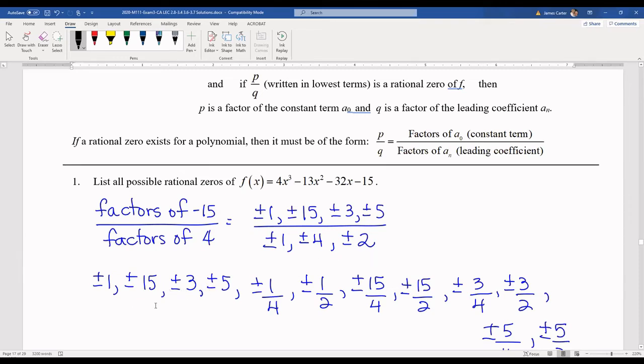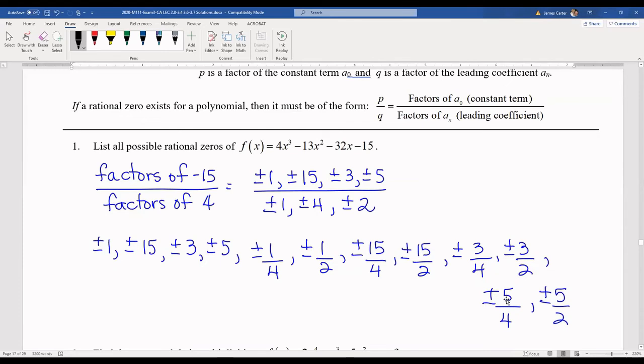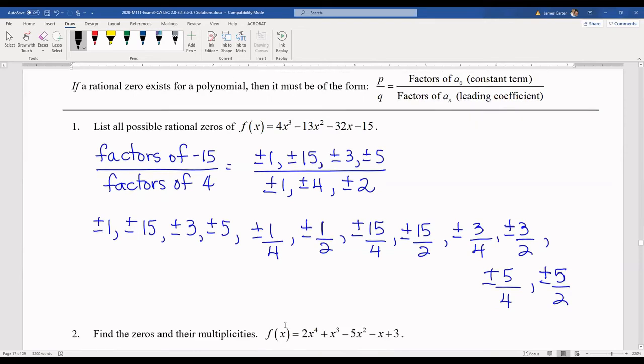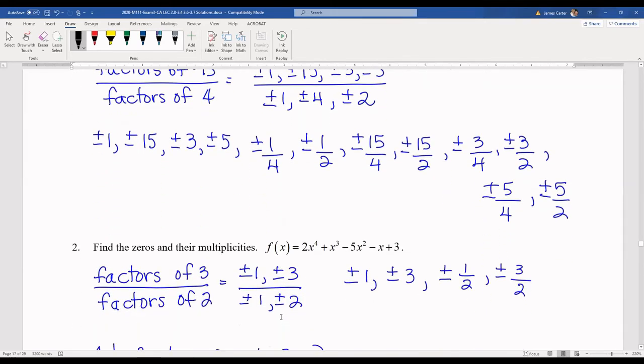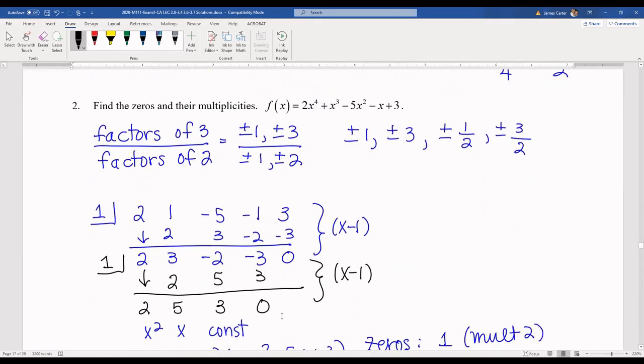Okay, so what are all the possible factors? Well, we've got all of these, and then we have the 1 divided by the 4, the 1 divided by the 2. We got the 15 divided by 4 and 2. And we got the 3 divided by 4 and 2. And finally, we've got the 5 divided by the 4 and the 2. Okay, so that's all of your possibilities. You will have a problem on the test like this, where I give you an equation, and then you just have to list all of these possibilities for me.